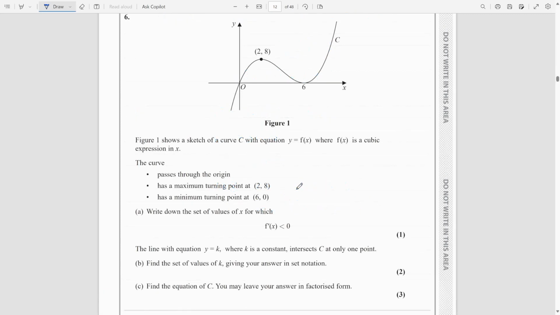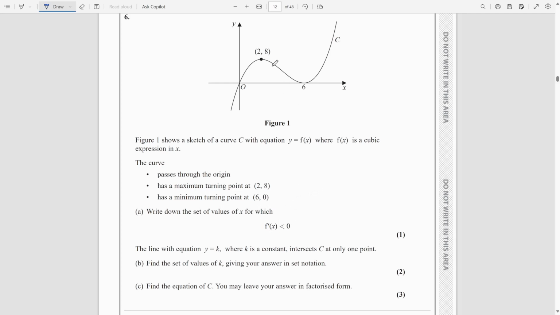Question 6. Figure 1 shows a sketch of curve C with equation y equals f of x, where f of x is a cubic expression in x. The curve passes through the origin, has a maximum turning point at (2, 8) and a minimum turning point at (6, 0). Write down the set of values of x for which f dash of x is negative. So that is when it is a decreasing function.